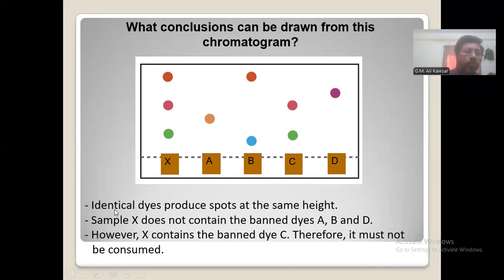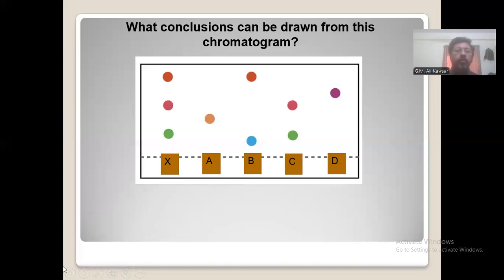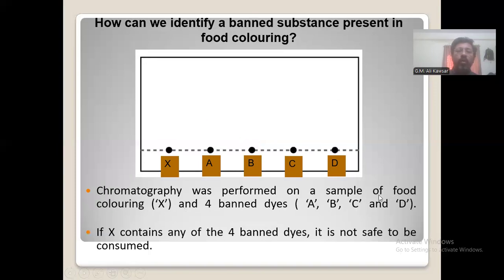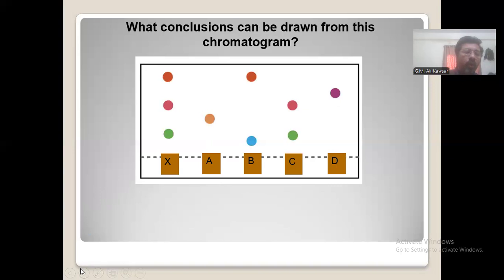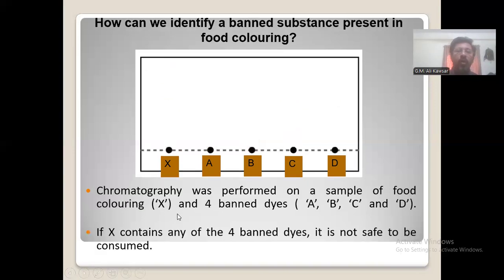Sorry, let me check the previous slide. Four banned dyes are here, in A, B, C and D. You should understand that if X contains any of these four banned dyes, it is not safe for us to consume. A, B, C, and D are banned dyes.